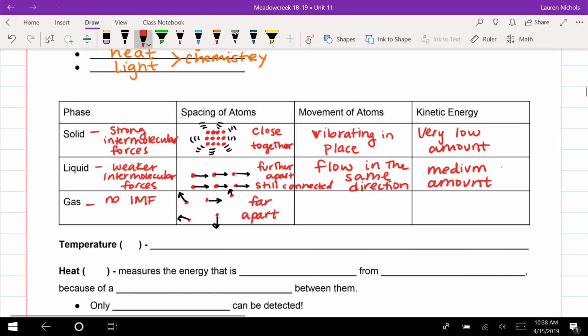So with the movement of atoms, they're very fast, and it's in different directions. That's a key thing there. And then with kinetic energy, they have the most amount of kinetic energy because their speed is so much greater. So when you think about kinetic energy, think about speed. If they're going very fast, they have a lot of kinetic energy. If they're moving slowly, then they have a low amount of kinetic energy.